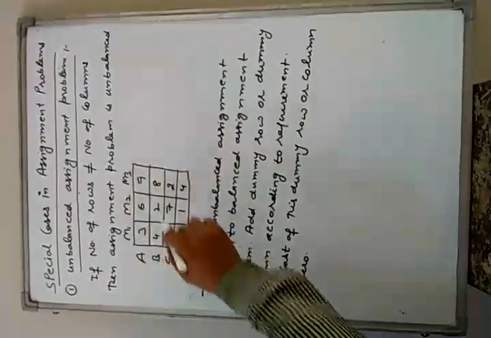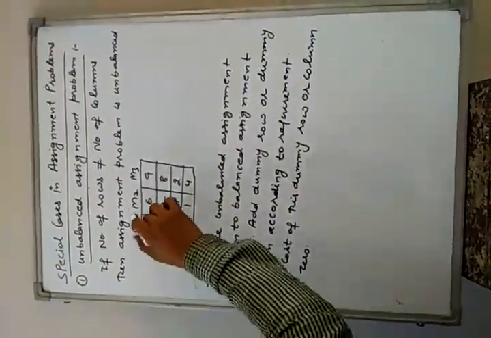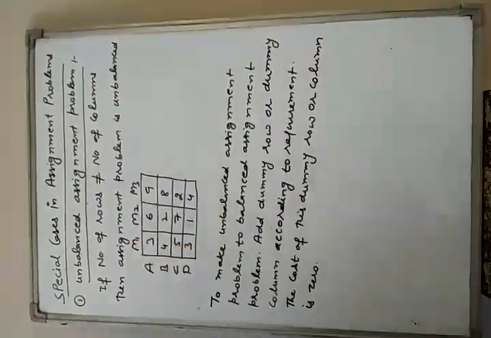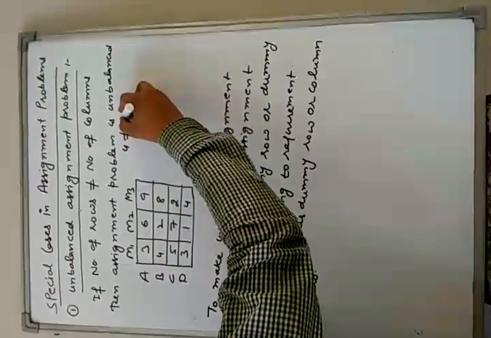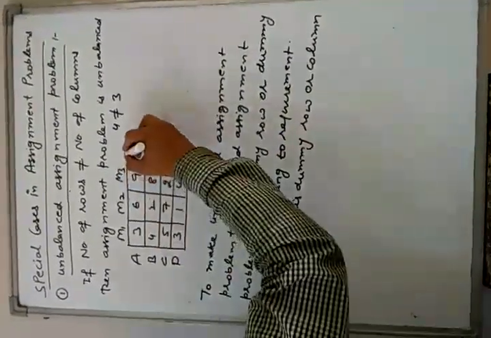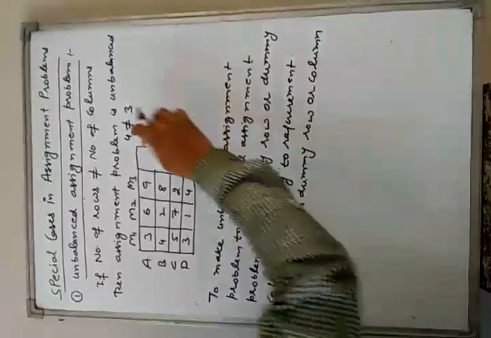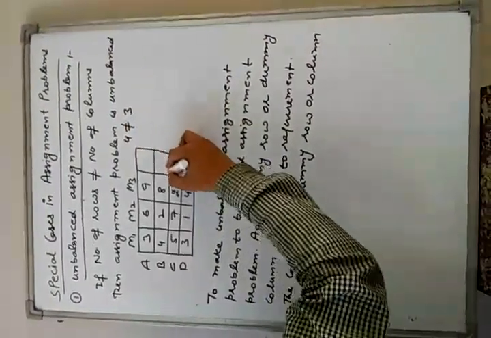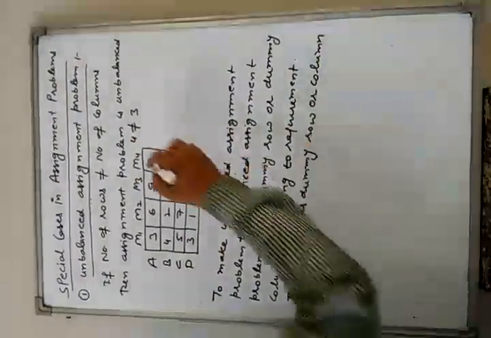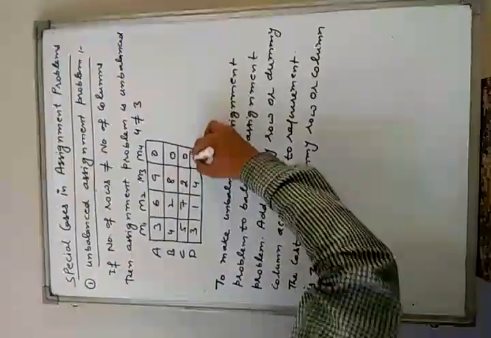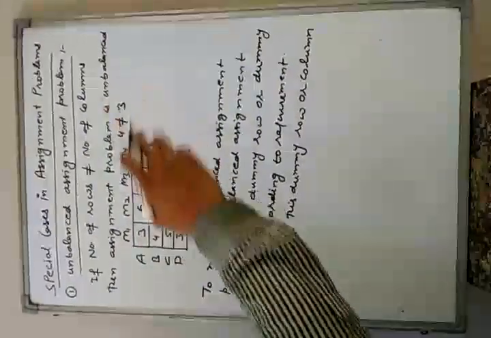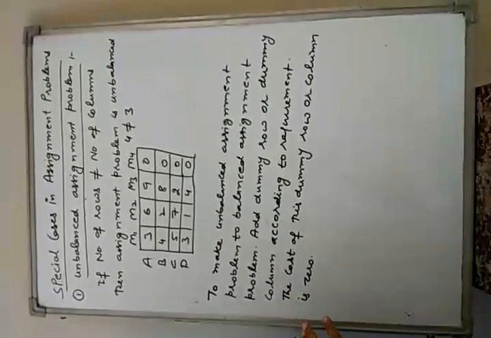Like, consider this example. Here A, B, C, D are 4 persons and M1, M2, M3 are 3 machines. Now, as there are 4 rows and 3 columns, therefore this is unbalanced assignment problem. To make this balanced assignment problem, add a dummy column. As number of columns is less, add a dummy column or dummy machine M4, and cost of this dummy column is 0, 0, 0, 0. Now this becomes balanced one, and you can proceed to find its optimal solution by Hungarian method.